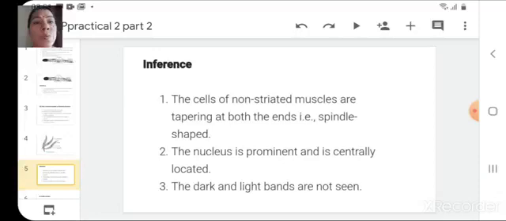Now let us focus on the inference of these muscles. The cells of non-striated muscles are tapering at both the ends, that is, spindle shape. Tapering means it is becoming narrow, and at the end becoming a pointed structure. This kind of structure is called spindle shape, and the ends which are becoming narrow and pointed are called tapering ends. The nucleus is prominent and is centrally located. The dark and light bands are not seen.